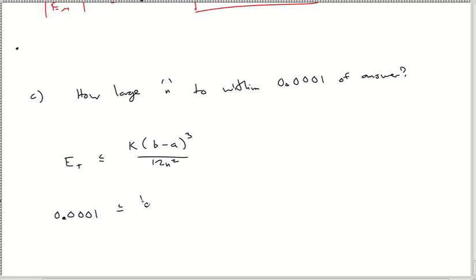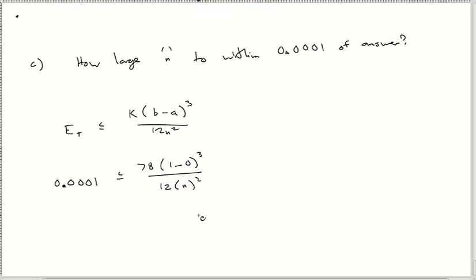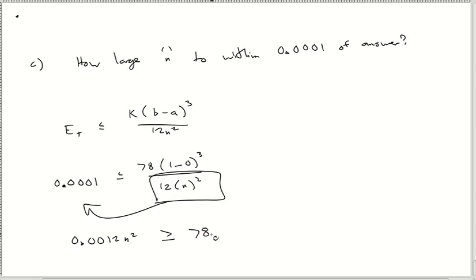I know that k is equal to 78. I know b minus a, 1 minus 0, is 1. 12, and then n is now what we're going to solve. We're going to solve for this n right now. Oh, so what I'm going to do is actually multiply all this to the other side, and I get 0.0012 n squared is greater than or equal to, wait, what? And then 1 cubed is 1 times the 78 is just going to be a 78.